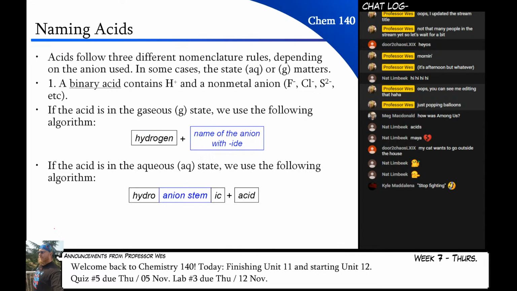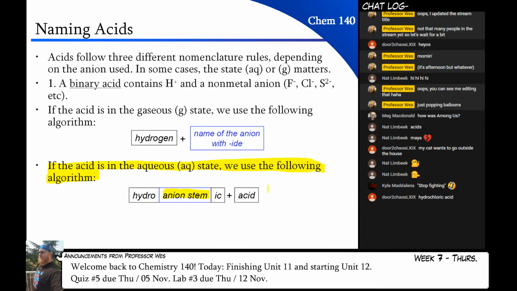Now, what if it's aqueous? This is going to be the rule that we're going to use the most, so this is the rule set that I would commit to memory. It's this one right here. If the acid is in the aqueous state, you say hydro, blank, ic acid. Everything that's in black on the screen is just the word that you say. But the highlighted part where it says anion stem is going to be the name of your anion minus the ide.